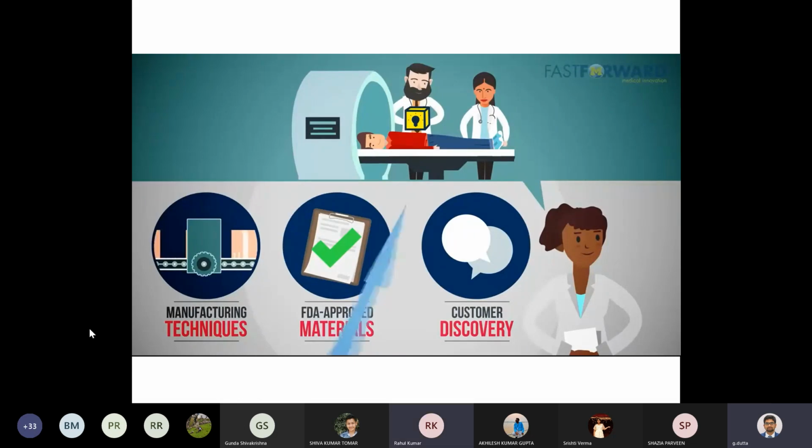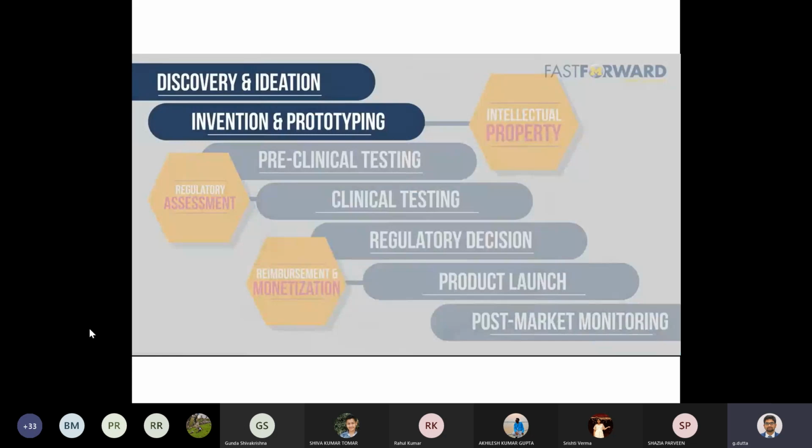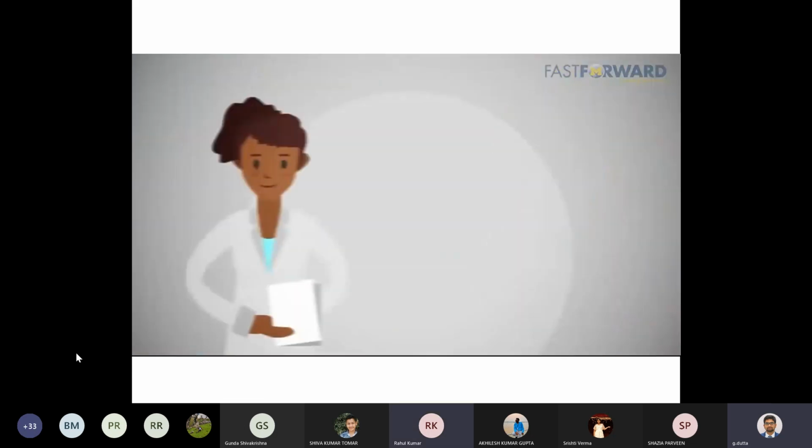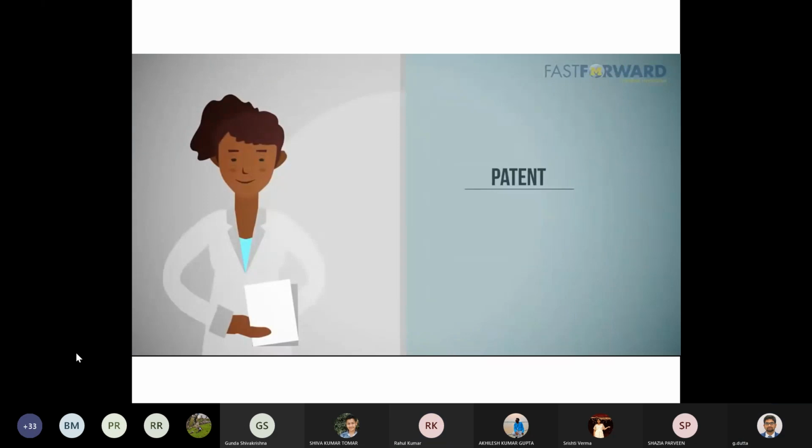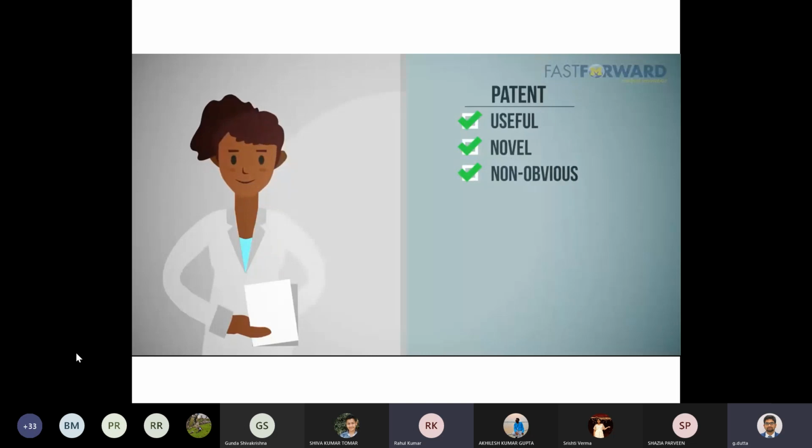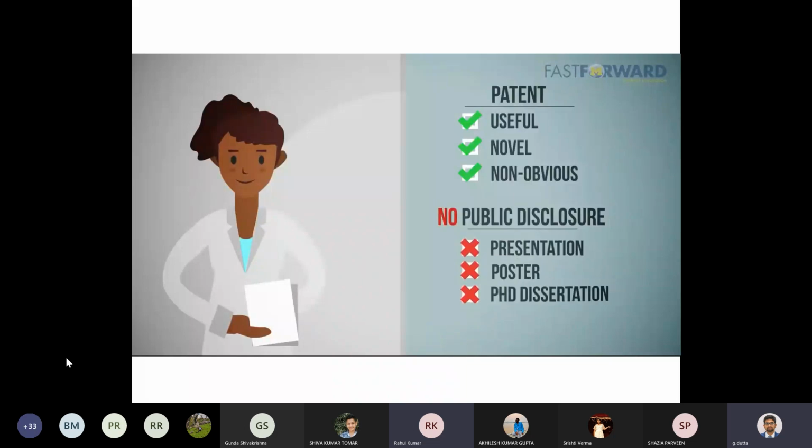Once you have made some progress on your prototype, start to think about your intellectual property or IP. IP protection is usually accomplished through patents. The design and function of your technology must be useful, novel, and not obvious to be patentable. Additionally, be careful not to publicly disclose your technology before it is protected, which means detailing your technology in a public setting, such as a presentation, a dissertation, or other publications.